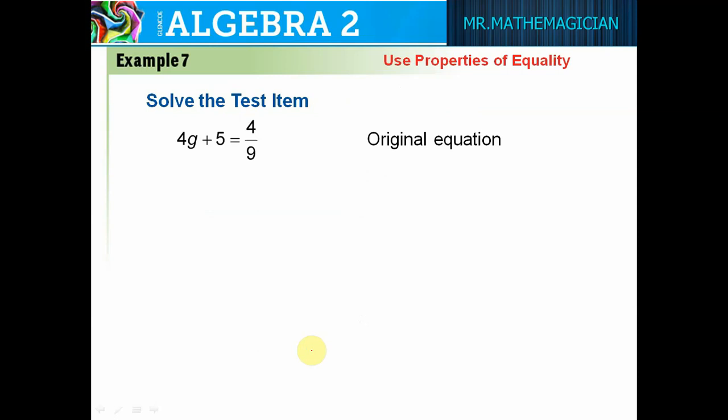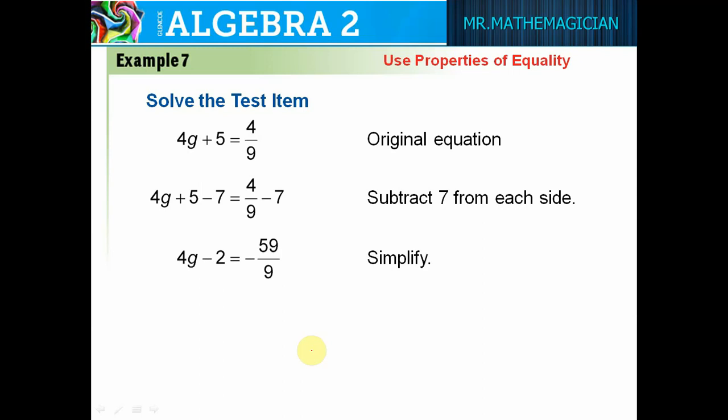so this is the original equation. 4g plus 5 is equal to 4 over 9. Now if you subtract 7 from both sides, because we all know that 5 minus 7 will give you negative 2, so 4g minus 2 will be negative 59 over 9. So the answer should be C.